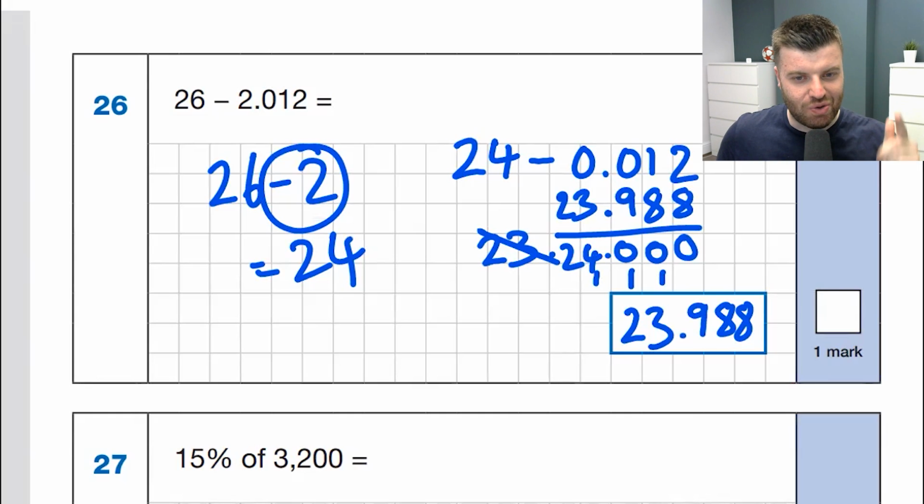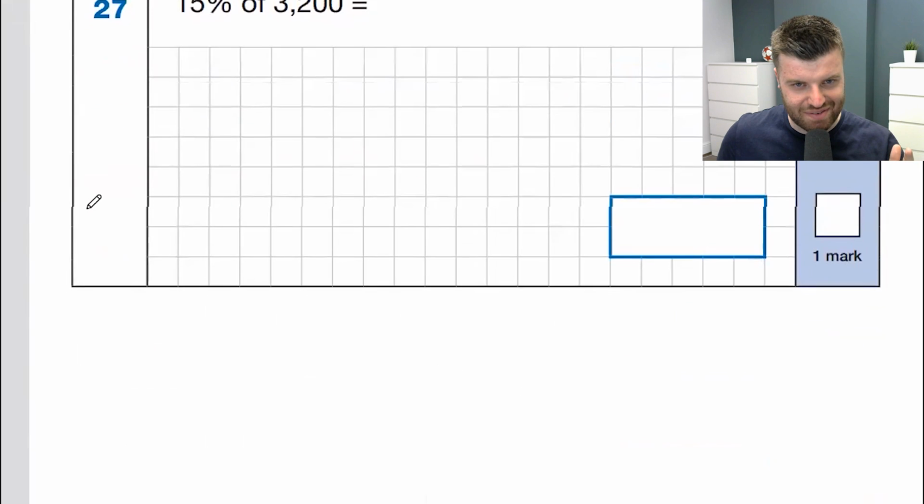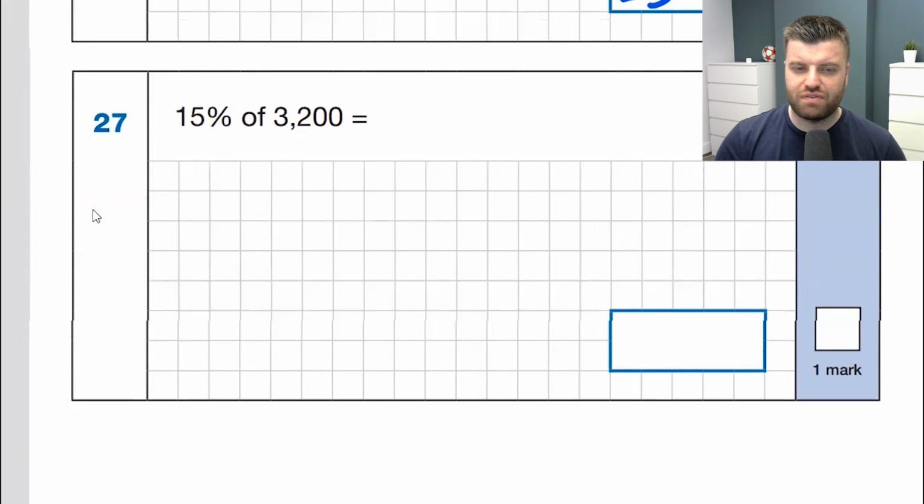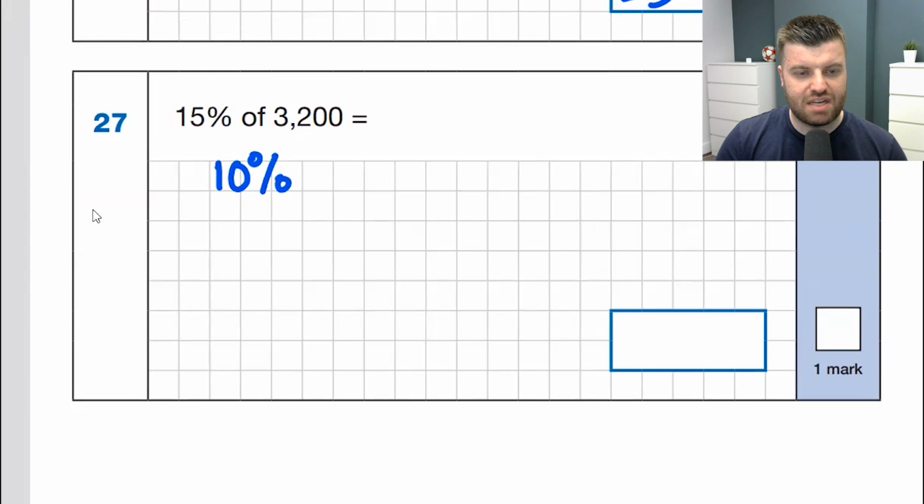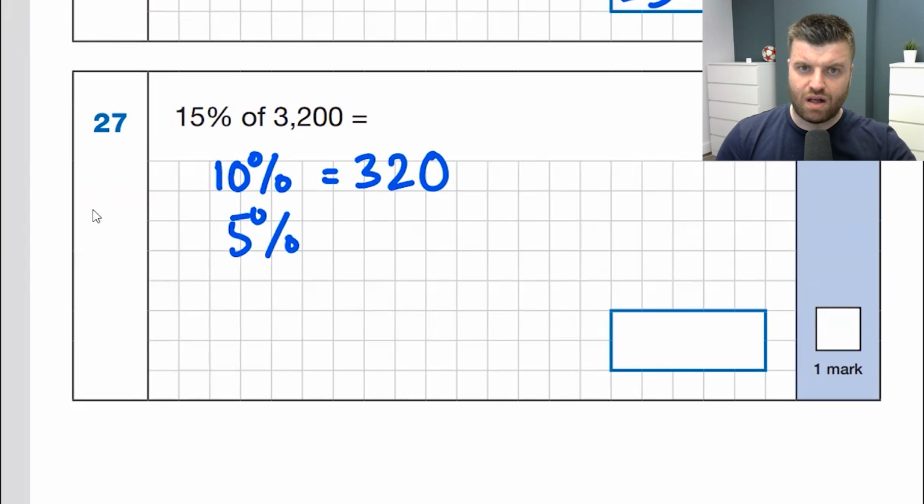23.988. Question 27. Now we need to find 15% of 3,200. And the best way to approach these questions is to use a toolbox. So we know 10%. 10% of a number, we just divide it by 10. So 10% of 3,200 is 320. 5% is going to be half of 10%. So in this case, it's going to be half of 320, which is 160.